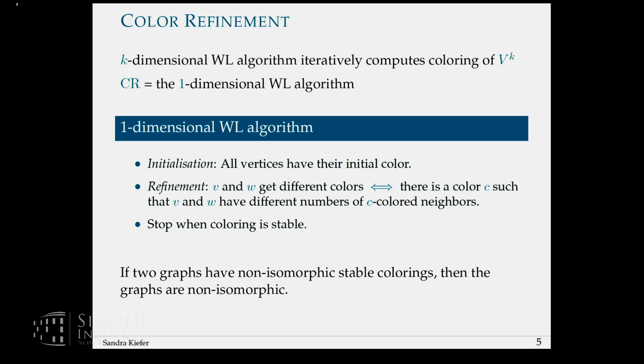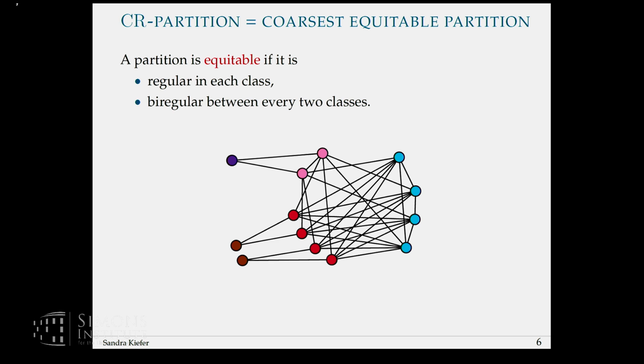Let's go back to the one-dimensional algorithm. We have seen that it computes a stable coloring of the vertices. And the stable coloring that color refinement, the one-dimensional variant, computes induces the coarsest equitable partition of the graph, which means that it's the coarsest partition such that it is regular in each class. So for example, the blue class here is 2-regular in itself, because every vertex in the blue class has degree 2 within the blue class, and regular from both sides between every pair of classes. So here from this class to this class, it is 2-regular, and from the other side it's 1-regular.